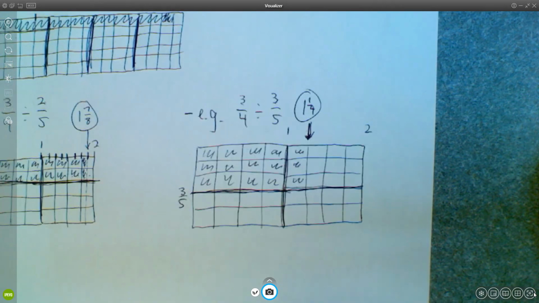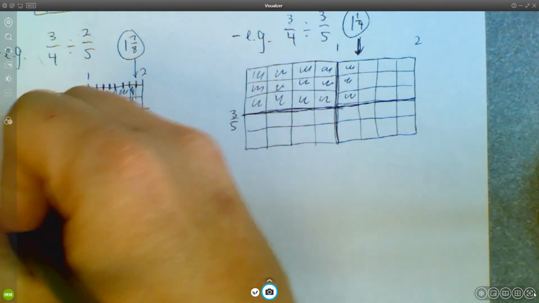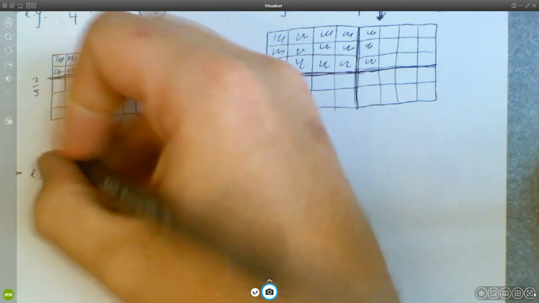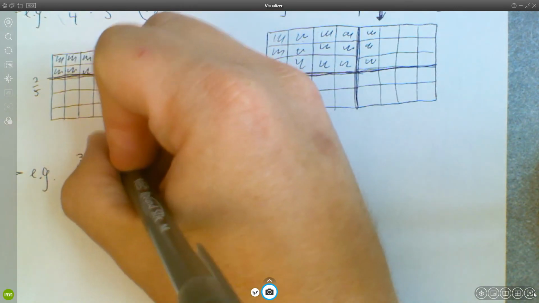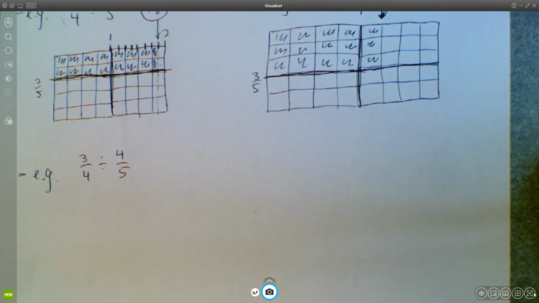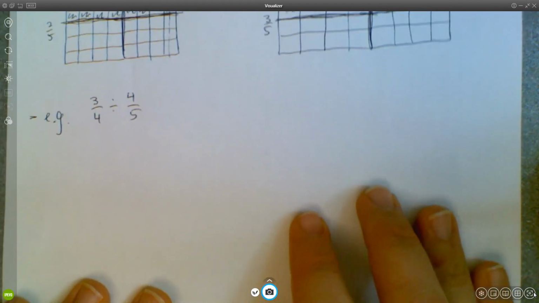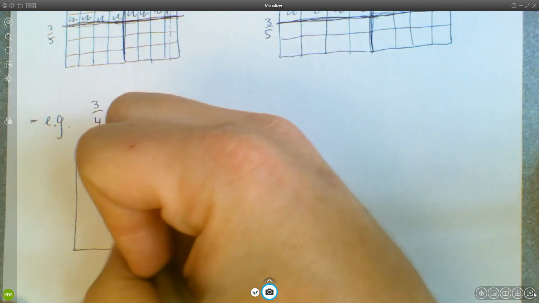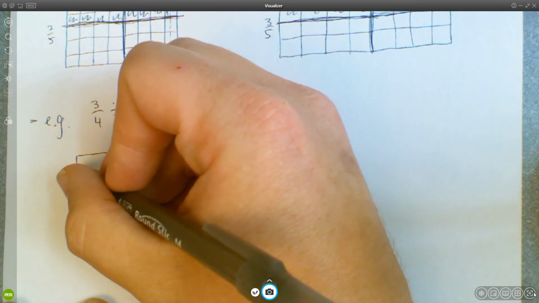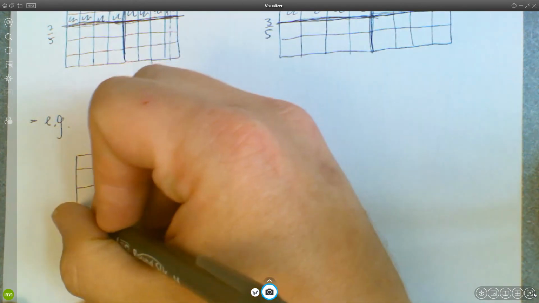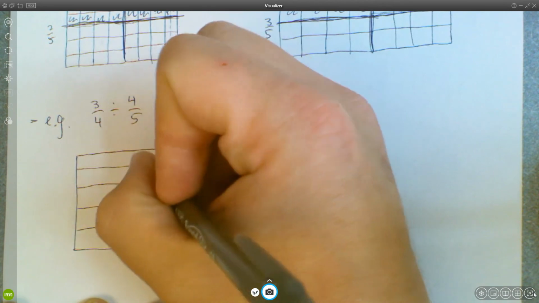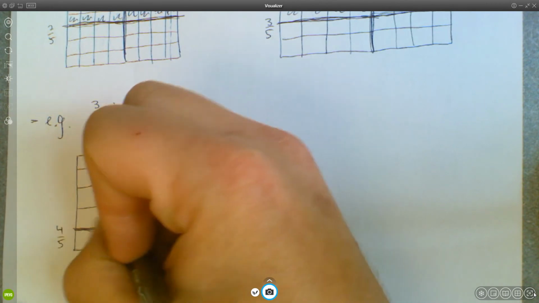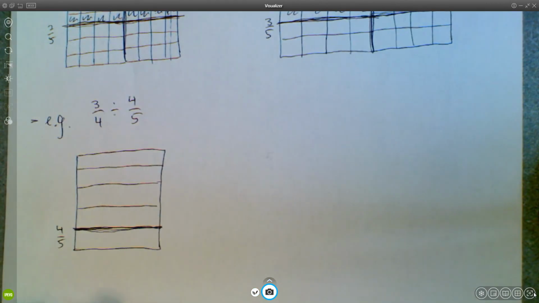Okay, let me give you one more example though, and this one I think is worse. I think this is probably the hardest one. If you can do this one, you're in good shape. Let's do 3/4 divided by 4/5. Okay, so same deal. By the way, this is the last example I'm going to give you. Okay, so I'm going to split this into 5 parts. And I'm going to take 4/5, which is this line right here. So I'm not allowed to shade underneath that line.